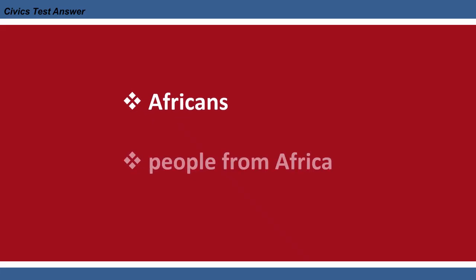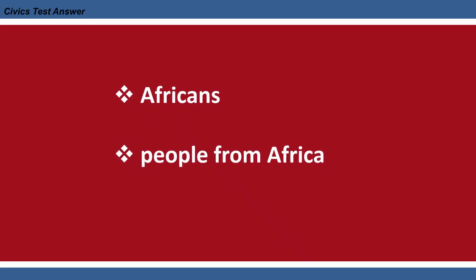Africans, or people from Africa, were taken to America and sold as slaves. Most people from Africa who came to live in the 13 original colonies were not there by choice. They had been taken from their homelands to be sold into slavery in America.